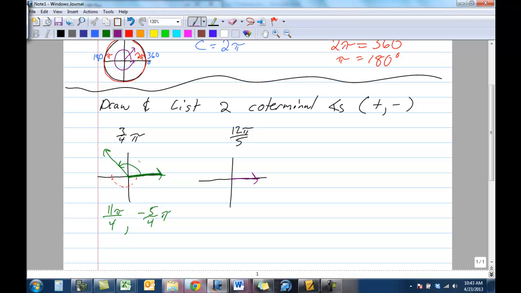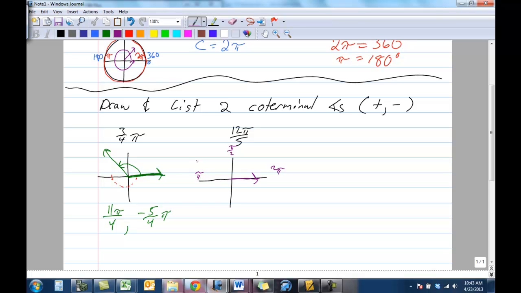Now, I kind of walked you through it here. Let me show you the easy way to do fractions. So this is 2 pi all the way around. This is 1 pi halfway around. So this is pi halves, right? You with me on that? Hopefully.